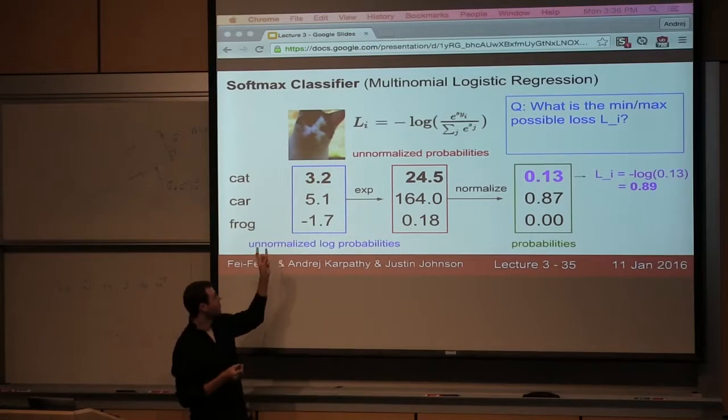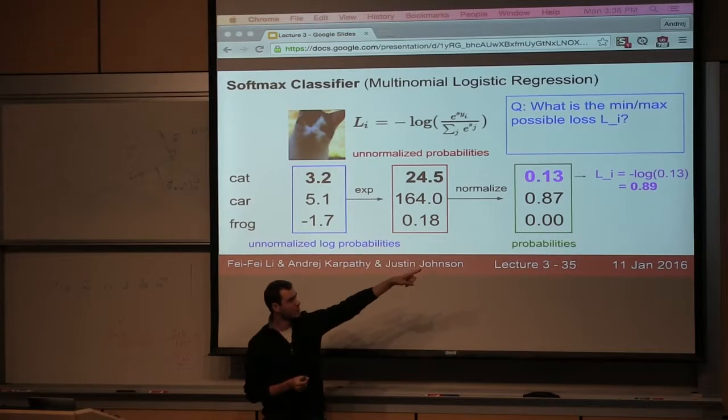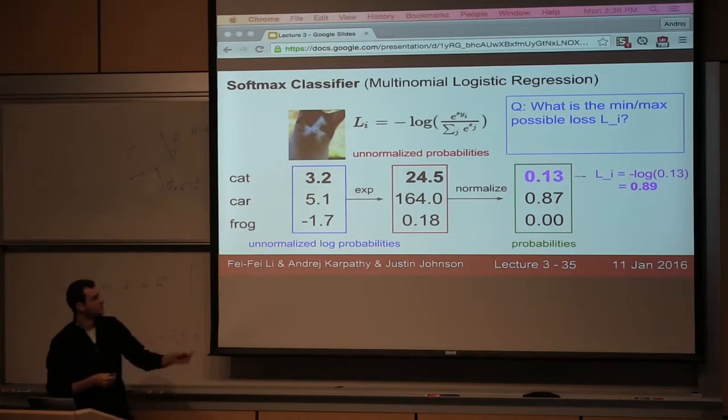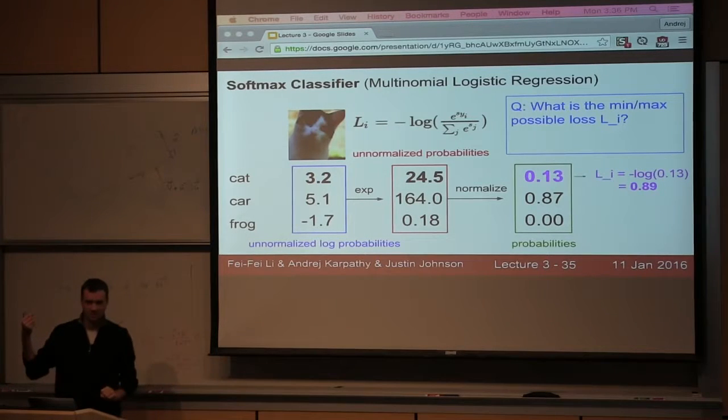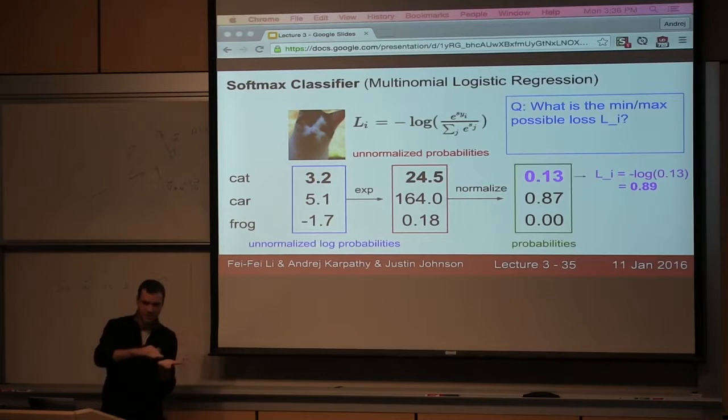Okay, good. So if your correct class is getting probability of 1, we have a 1, which we're plugging into the log, and we're getting negative log of 1, which is 0. And the highest possible loss? Infinite. So just as with SVM, we're getting the same. 0 is minimum, and infinite is maximum.